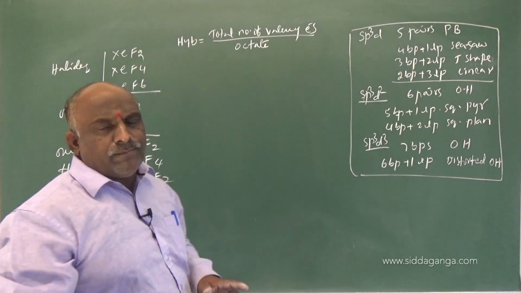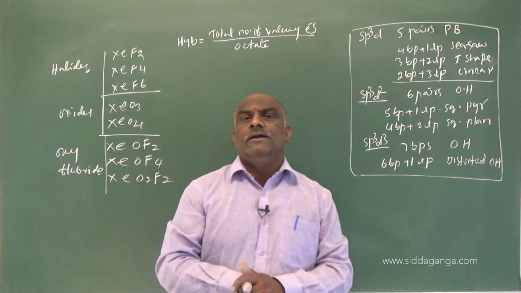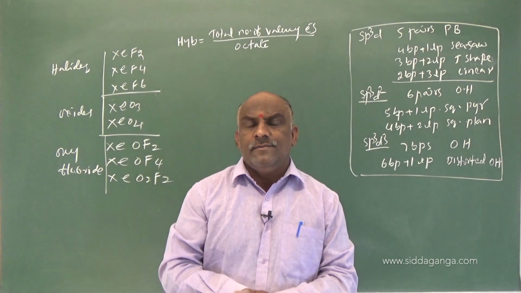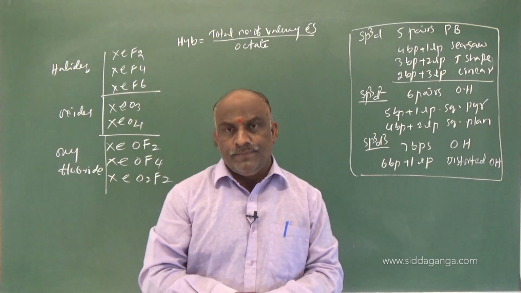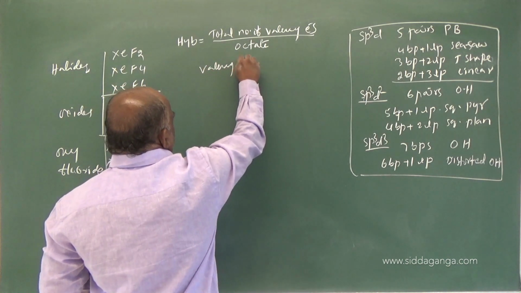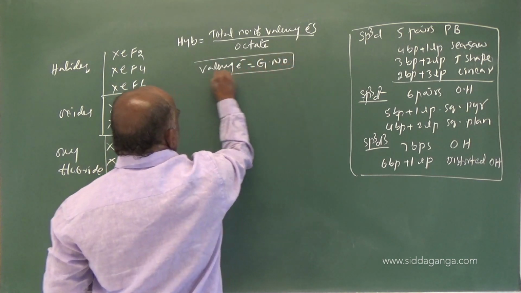This is one of the simplest and easiest formulas to calculate hybridization. Total number of valency electrons. What does valency electron mean? Valency electron is equal to group number. Make a note of this.